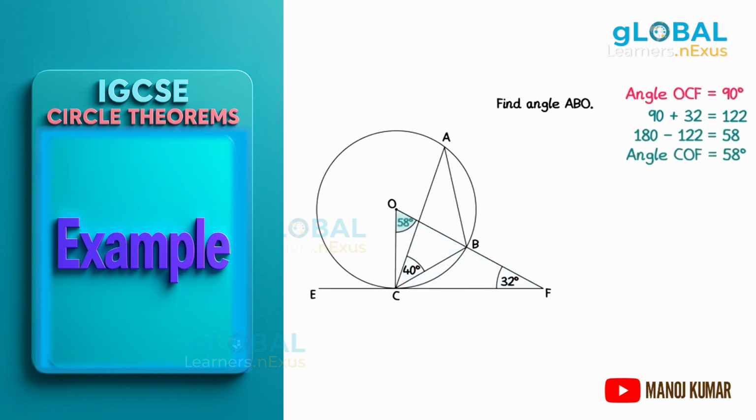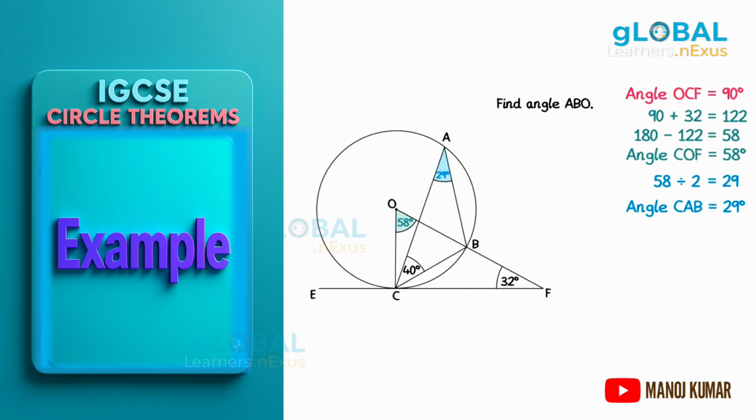Next, we're going to look at the angle CAB, which is this one here. You should remember that the angle at the center is twice the angle at the circumference. We can see the angle at the center from the chord CB is 58 degrees. So the angle the chord CB makes at the circumference, which is the angle I've marked, must be half of 58. So if we do 58 divided by 2, which is 29, we know that this angle must be 29 degrees.